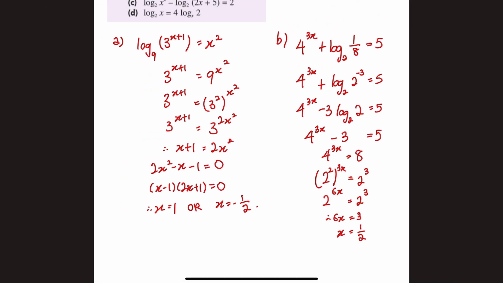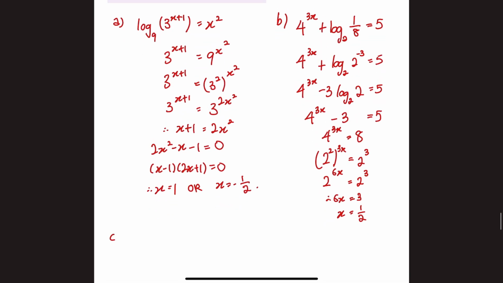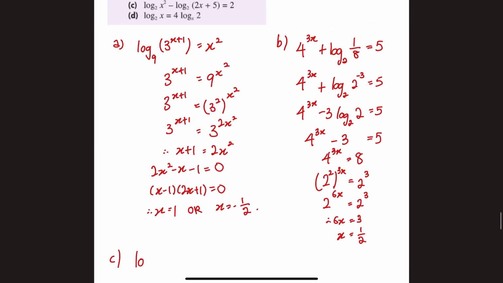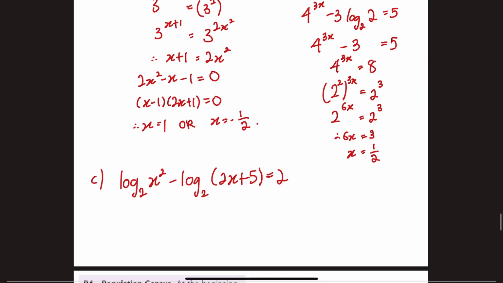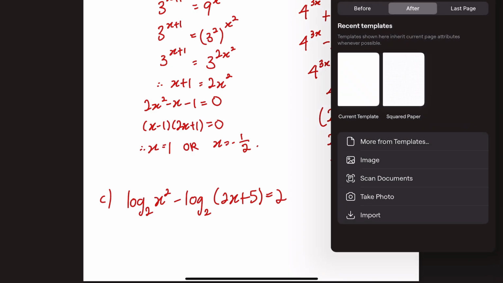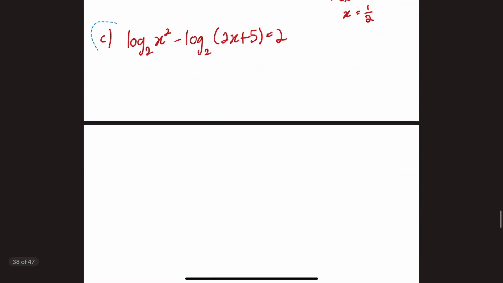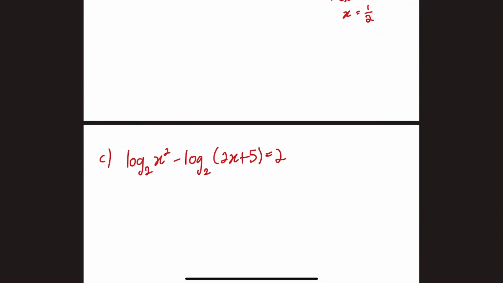Alright, let's now move on to part C. Let me write the equation down. Part C: log base 2 of x squared minus log base 2 of 2x plus 5 equals 2. Okay, how do I solve this equation here? Maybe I need another page.